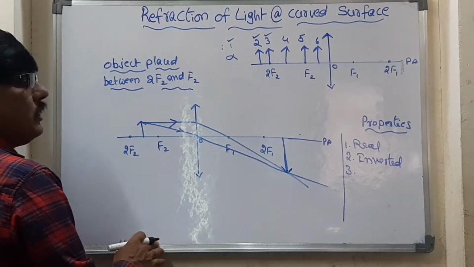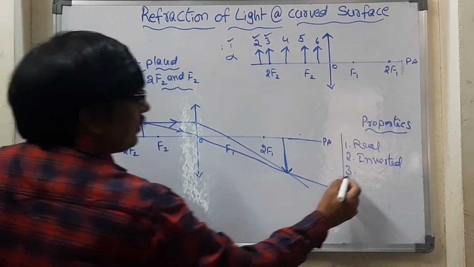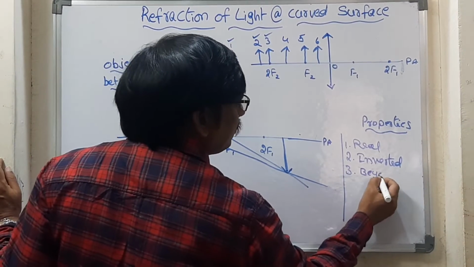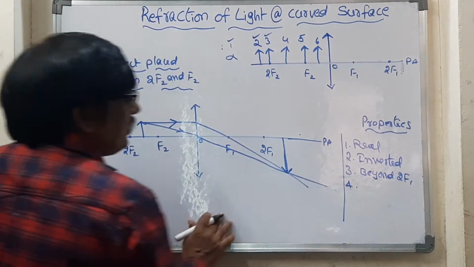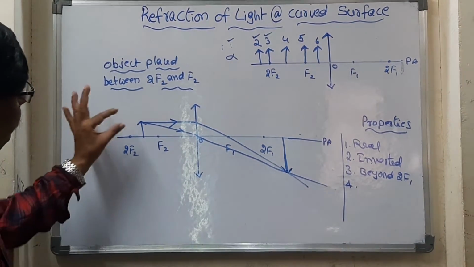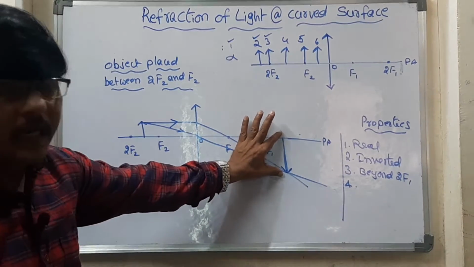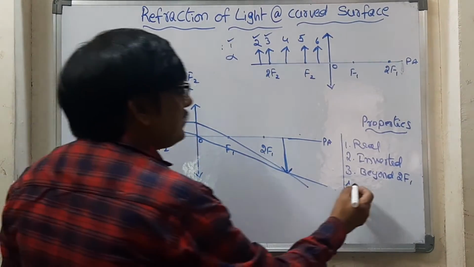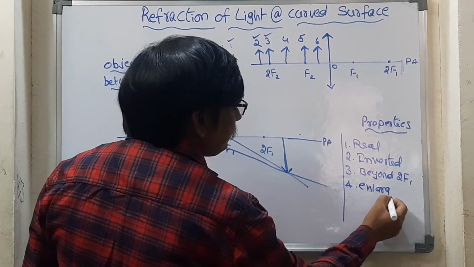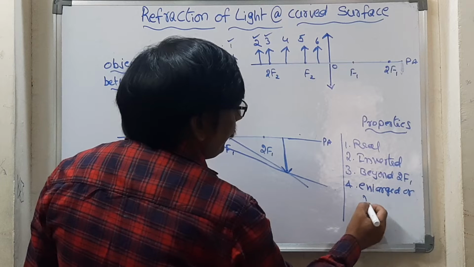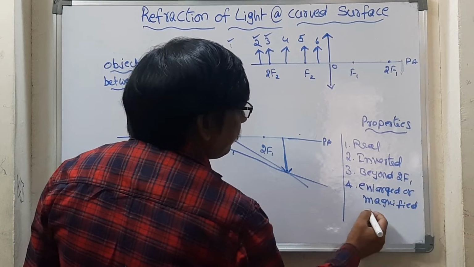Now where is the location of the image? The image is formed beyond 2f1. And now what is the size of the image? See, the object size is this much only. How much is the image? The image size is enlarged, okay? So the image is enlarged, or a magnified image.